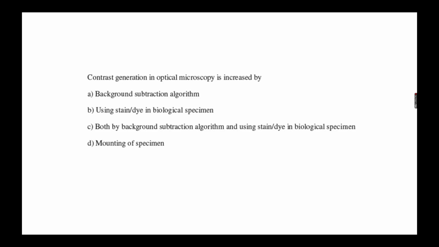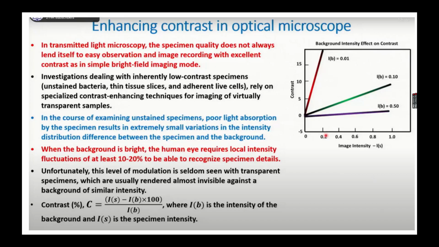Okay, fine. So let's check. You can find this in the slide. Firstly, the contrast. Maybe you all have gone through some images where you can say, okay, this has a better contrast, this has a poor contrast. So what is the contrast? The contrast is given by this formula, where it is the intensity of the specimen minus the intensity of the background, times 100.